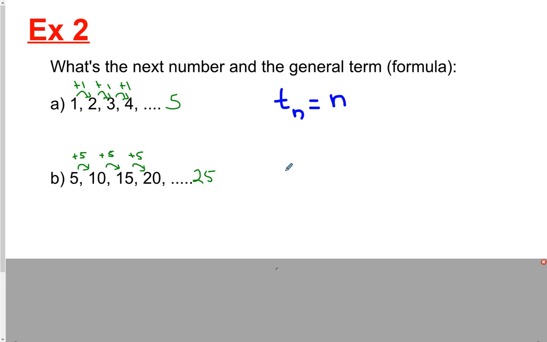For my general term, I look at this and the first one is 5 and the second one is 10 and the third one is 15. It looks like whatever my term number is, I'm just multiplying it by 5. So my general term is going to be 5 times n. So if n is 3 for my third term right here, I would go 5 times 3 for my third term, and that would give me 15. So my general term is just 5 times n, 5 times the term number.